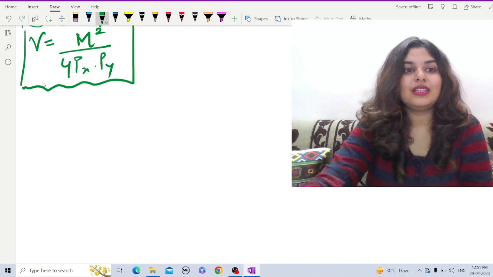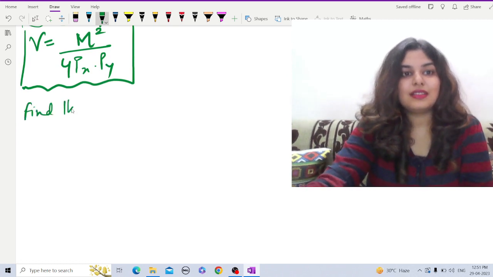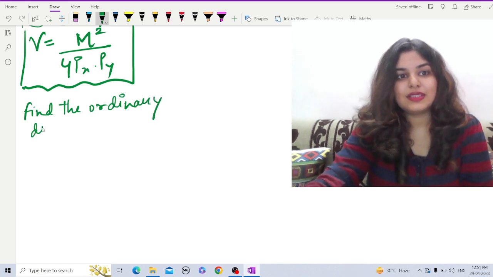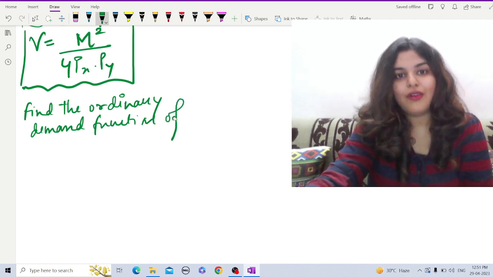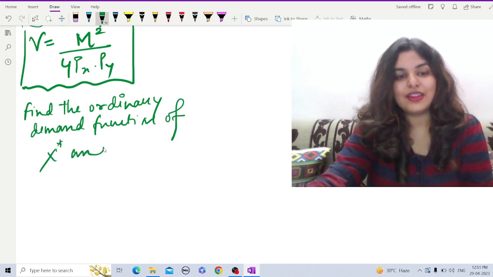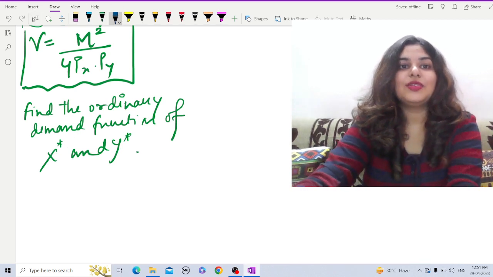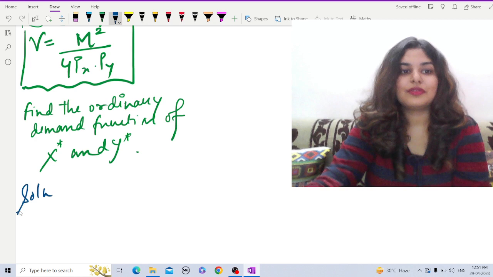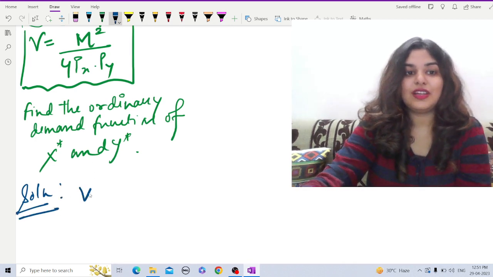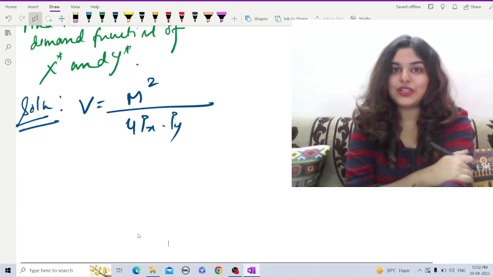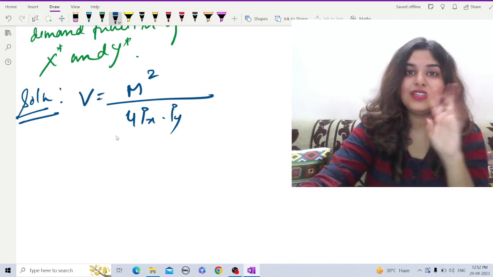Now the question is, find the ordinary demand function of x star and y star. So let's have a look at the solution. First, let us write down the function that we are given, that is v is equal to m square by 4 into px into py. Now let us take the required partial derivatives. What are the partial derivatives we need? We need three partial derivatives.